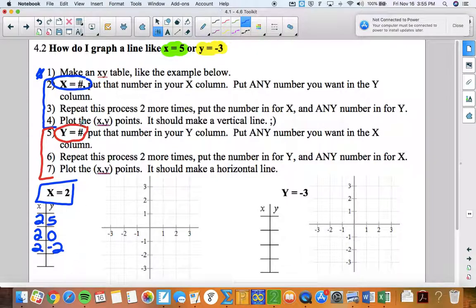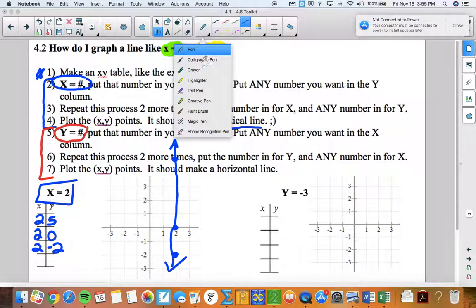So there we go. Now plot the x, y points. So 2, 5, right 2, up 5 would be right about there. 2, 0, right 2, up 0 would be right there. And 2, -2 would be right there. Now connect the dots, and it should make a line. And it says, oh, sure enough, it'll be a vertical line. And it is. All right, let's try graphing the line y equals -3.